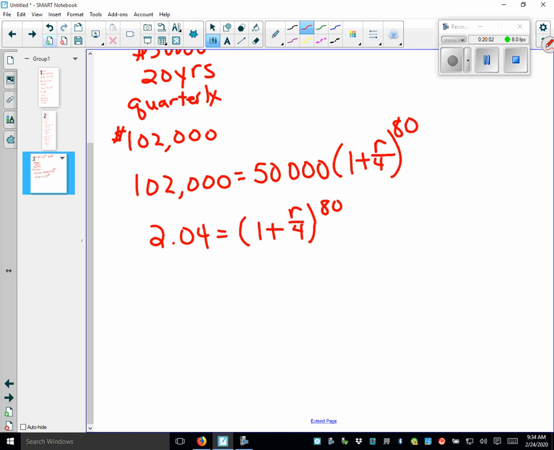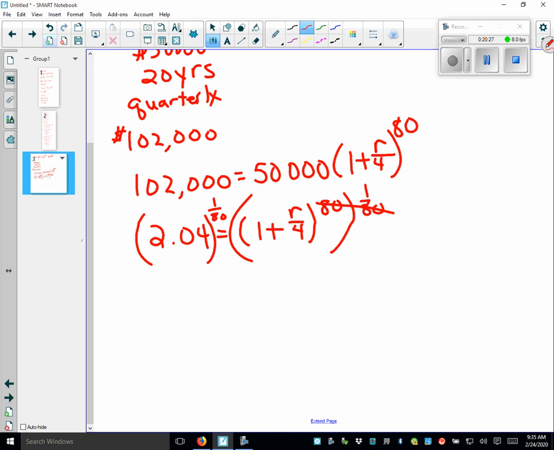If the right side is raised to the 80th power, don't I want to take it to the reciprocal power, 1/80? Then I do the same on both sides. So those are gone.